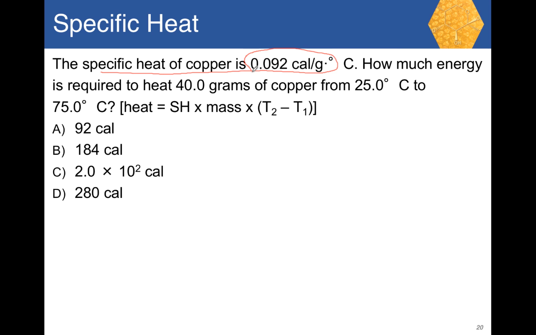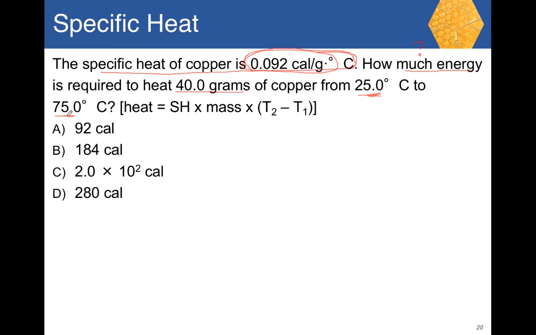Specific heat. Notice the units here. Oops, I should have included that as part of the number. How much heat? So what we're asking here is heat. How much heat is required to heat 40 grams? So that's the mass. From 25 degrees C to 75. So that's the change in temperature.